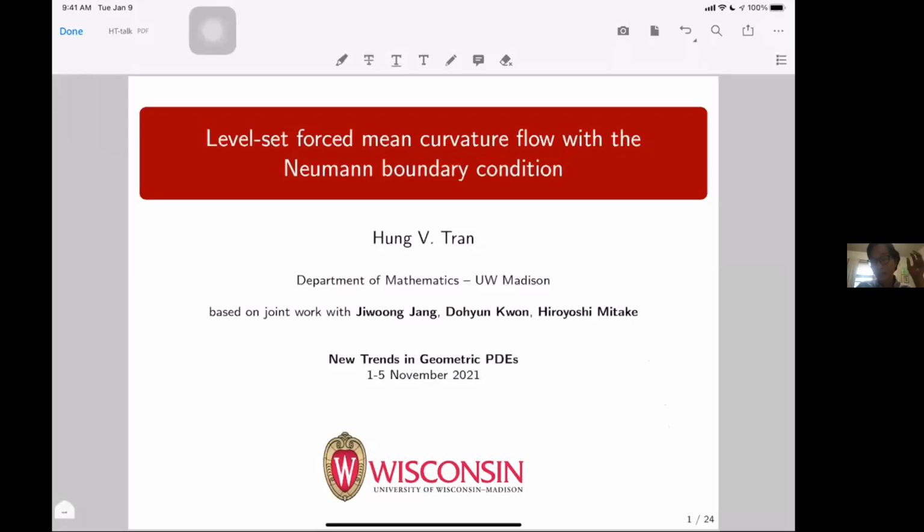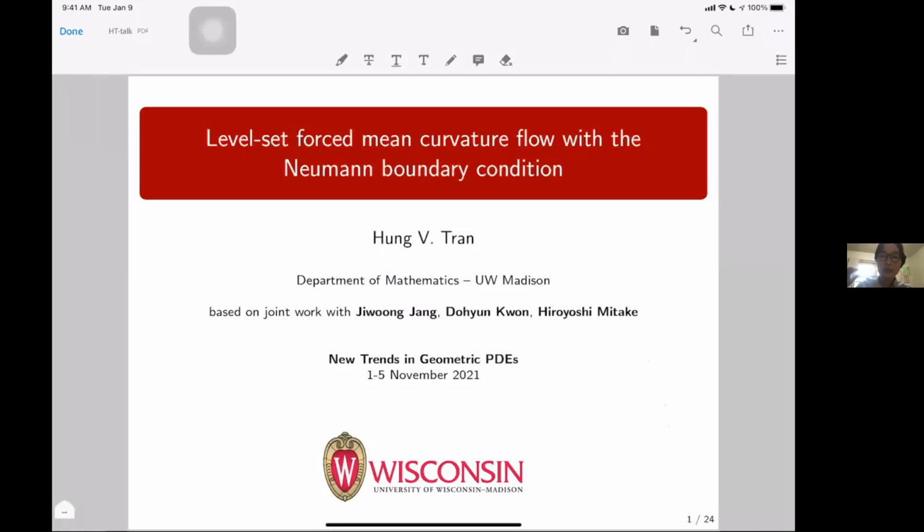Those are interesting phenomena being coupled together, and it makes the problem interesting. This is a joint work with Jiung Zhang, who is my PhD student and who is also here virtually, Do-Hin Kun, who is my postdoc, and Professor Hiroyoshi Mitake at University of Tokyo. So let me start right away.